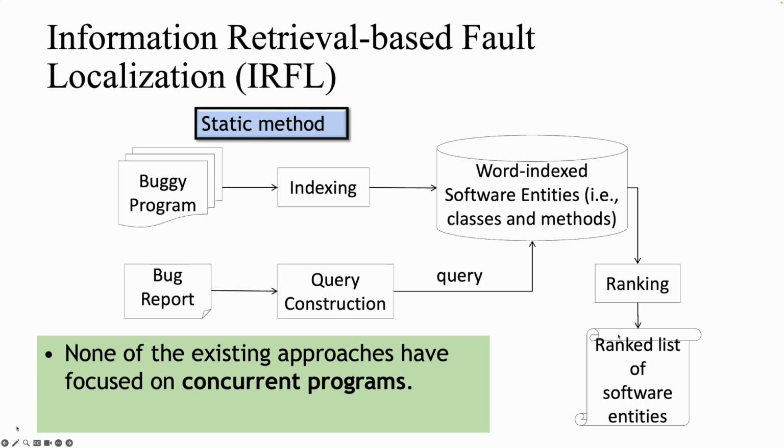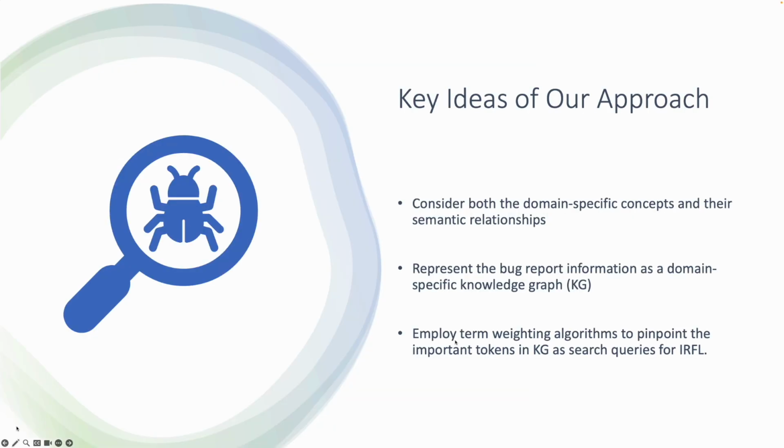Although IRFL has been extensively studied, none of the existing approaches have focused on concurrent programs. So we proposed an approach by considering domain knowledge to build a knowledge graph to represent the concurrency bug. We applied a term weighting algorithm on the knowledge graph to identify the important tokens as a search query for IRFL.